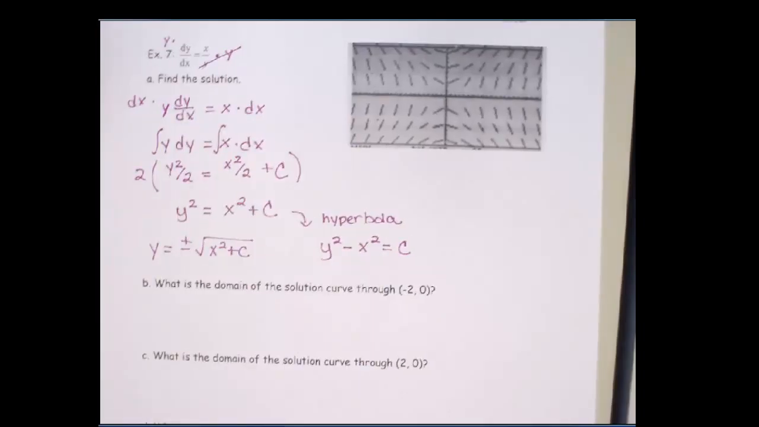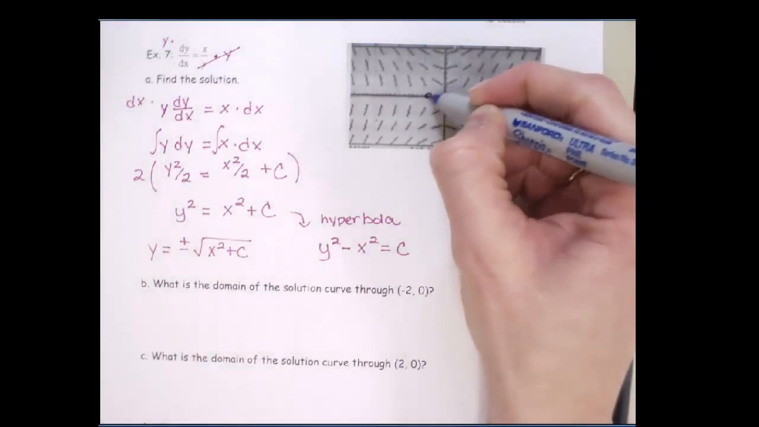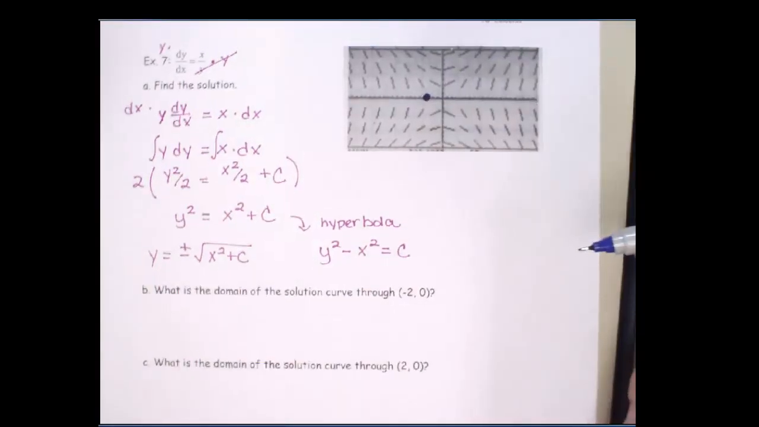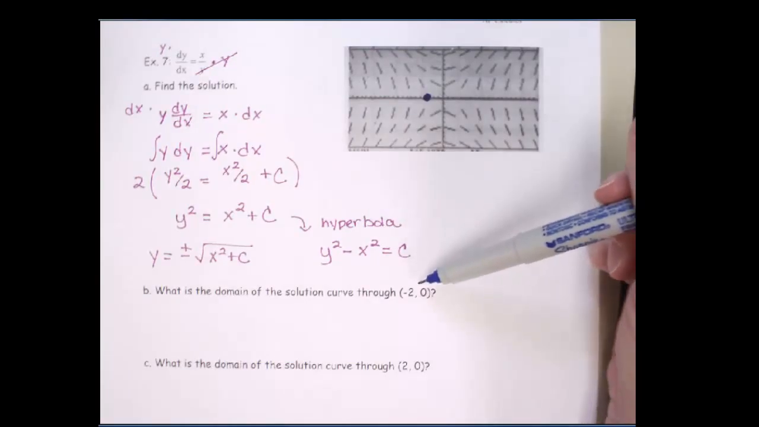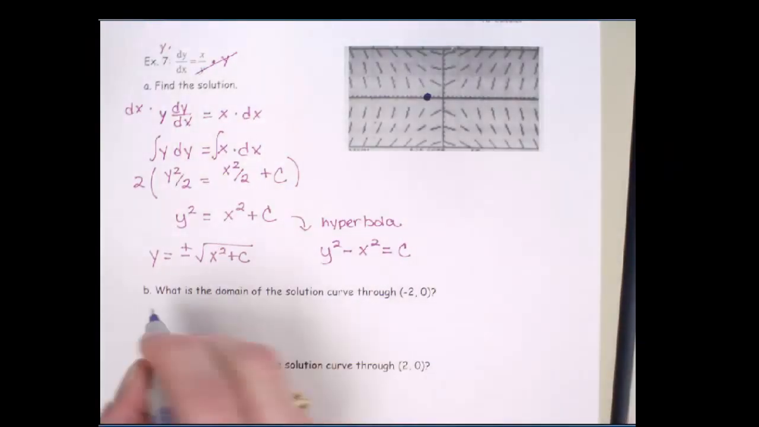So we don't have a point to solve for c, that's okay, but what we can do is look at domains. So let's look at negative 2, 0. Let's say that's a point right here. I mean, we can't really tell from the scaling. We don't know what these little hash marks represent. But think about the point negative 2, 0. So I'm plugging that in here.